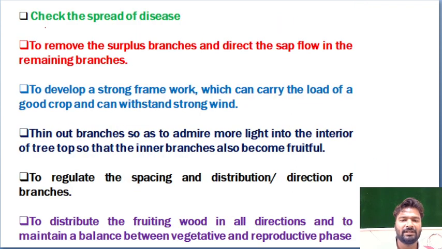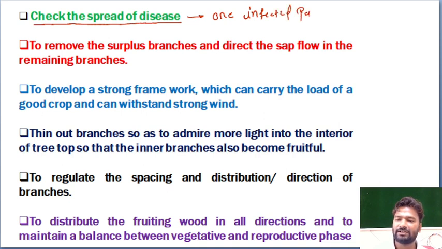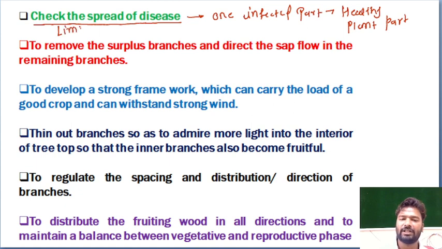Also, pruning checks the spread of disease. You know that disease can spread from one infected part to another healthy plant part. So by the pruning process we check or limit the spread of the disease.